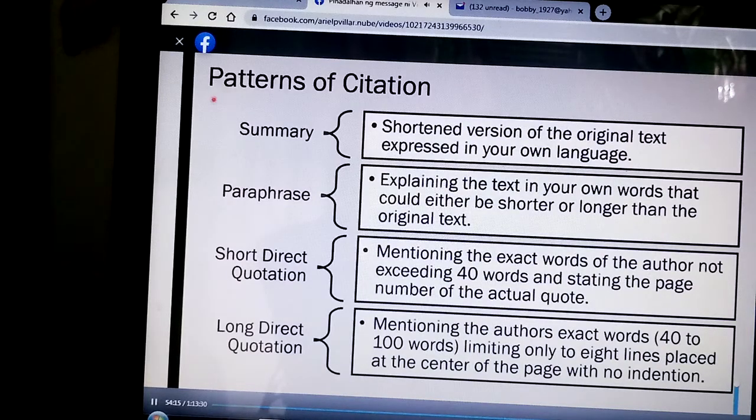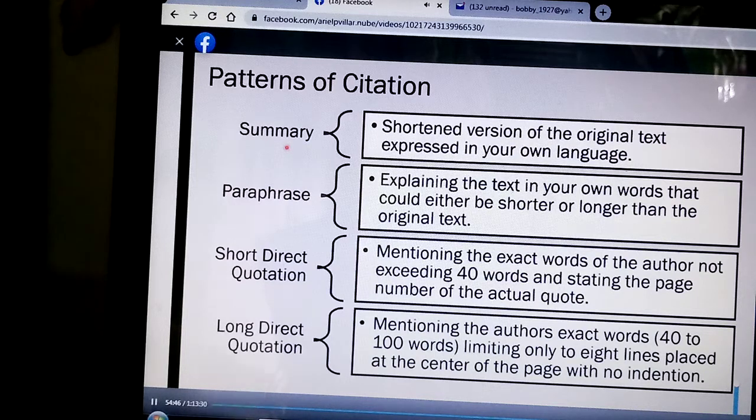So, what are the different patterns of citation? Okay, summary, of course. You're using your own words, okay, in summarizing the ideas of the original reference. So, for example, the source na pinagkuhaan mo nasa 5 pages. So, shortened version ang gagawin mo. So, instead of 5 pages, isusulat mo lang yon into 2 to 3 paragraphs. Okay? So, that is summary.